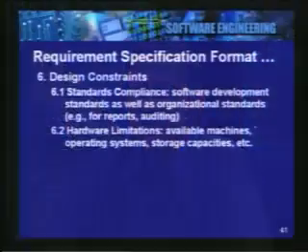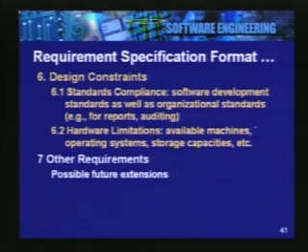We also identify any hardware limitations. For example, the user may already have some machines, operating systems, database systems, etc., and we may need to develop the software for the available environment. So, these would be treated as hardware constraints or system constraints. And finally, we state any other requirements, possibly mention here the future extensions for the software.